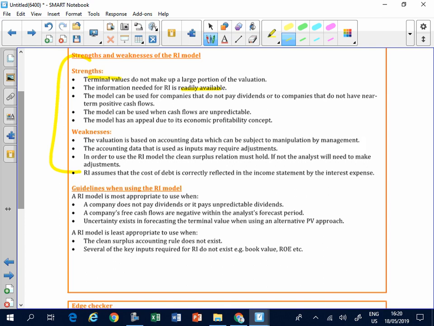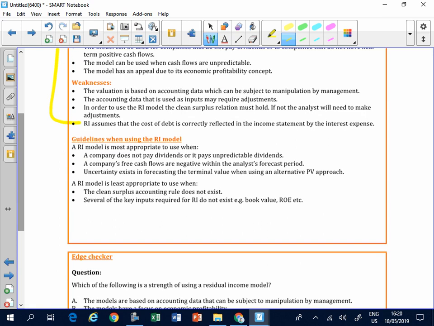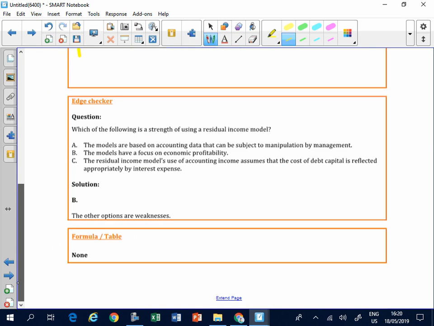You can say, you know what, I think these guys have got a fairly good competitive advantage, but it's not great. Let's put a persistence factor of 0.5 in. It's not exactly the best way to think about it, but the main thing is if it's got a very, very good competitive advantage, then the persistence factor would be 1. It's most appropriate to use when a company doesn't pay dividends, the company's free cash flows are negative, which happens a lot, and uncertainty exists in forecasting the terminal value when using the present value approach. And then obviously it's least relevant if the clean surplus approach does not hold.